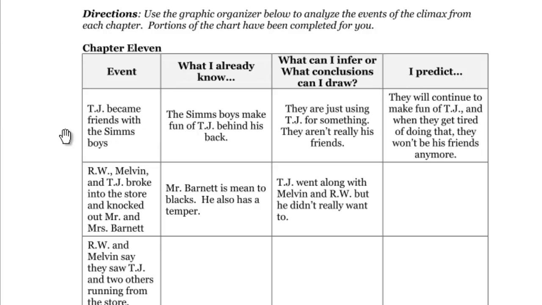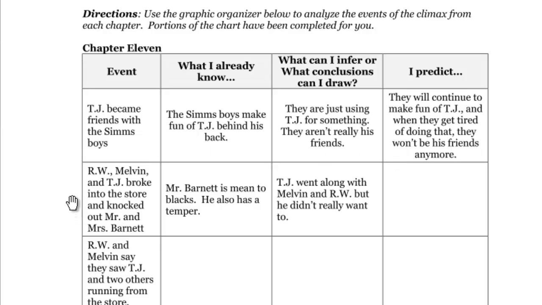So for example, when TJ becomes friends with the Sims boys, we already know that the Sims boys make fun of TJ behind his back. The book tells us that. Then what are some really logical guesses that we can come up with? We can guess that they're just using TJ for something, but they're not really his friends. And so we would probably predict that they'll continue to make fun of TJ, and when they get tired of doing that, they won't be his friends anymore.